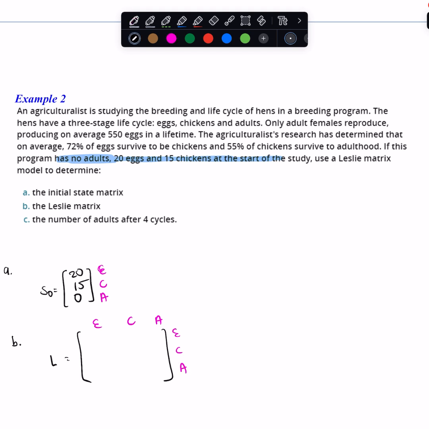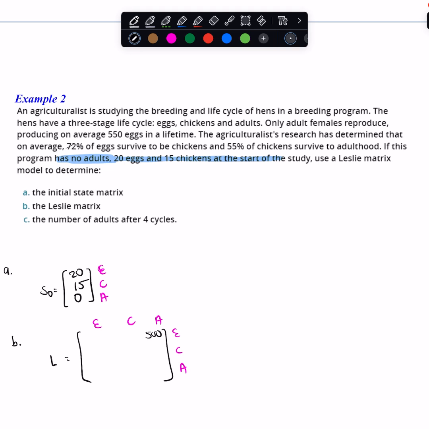Now on the first row, we are going to write the birth rate. The only ones that can produce offspring are not the eggs, neither the chicken, but the adult chickens. It says the adult females reproduce, not the chickens, the adult females. So in this case it says on average 500 eggs in lifetime produced by the adult females. So that would be 500 here.